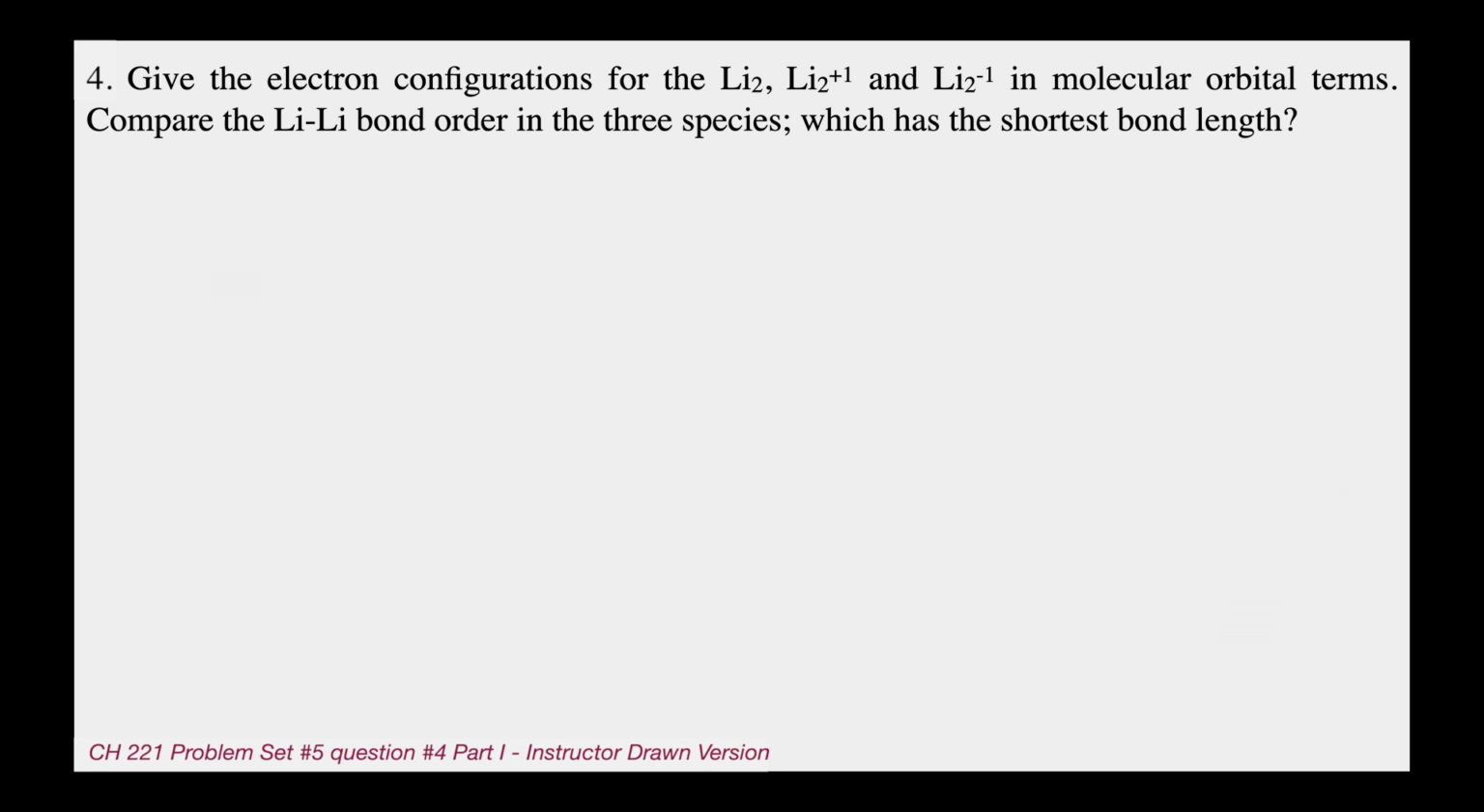Good to go. It says give the electron configurations for Li2, Li2+, and Li2- in molecular orbital terms. Compare the Li-Li bond order in 3 species, which has the shortest bond length. Okay, this is the first of our molecular orbital diagram questions. And if this is something new to you, just hang back. It's pretty chill, but it is a little weird at first, okay?